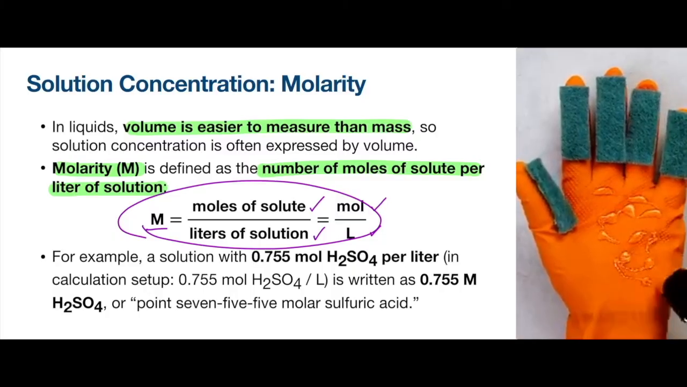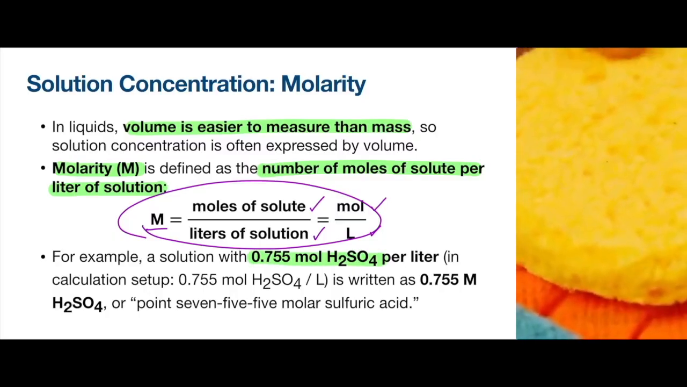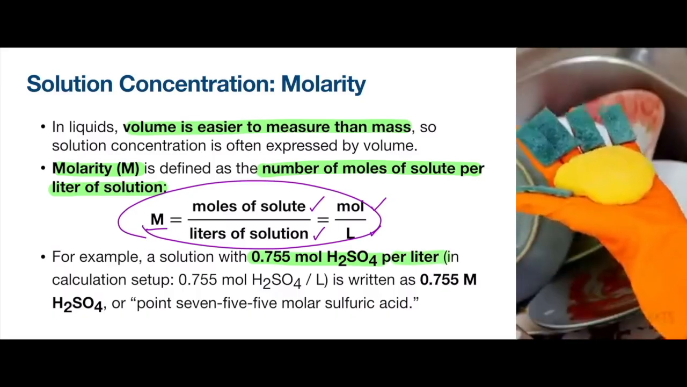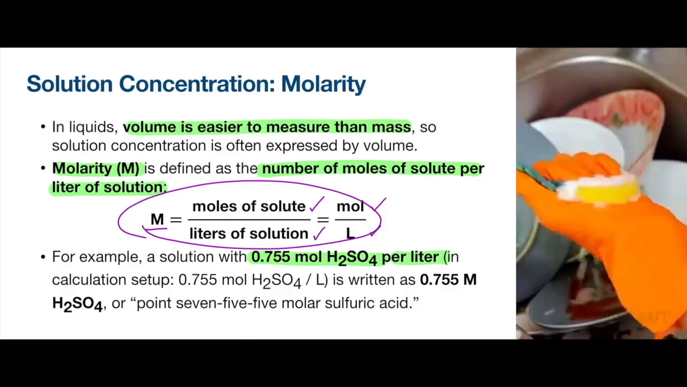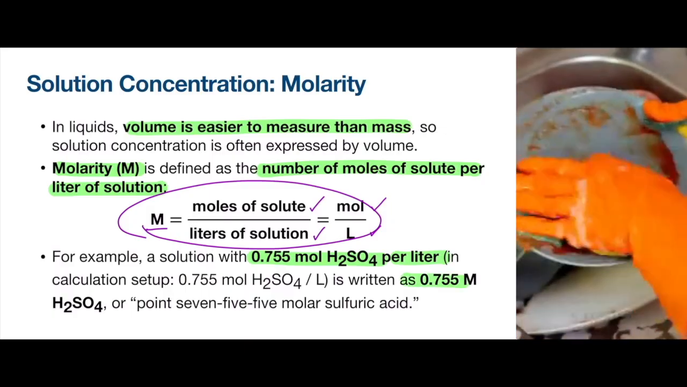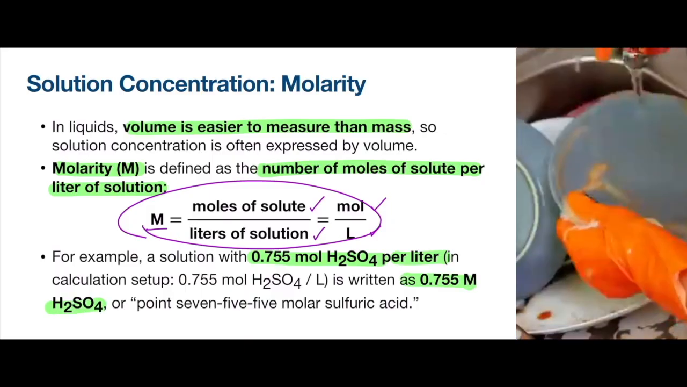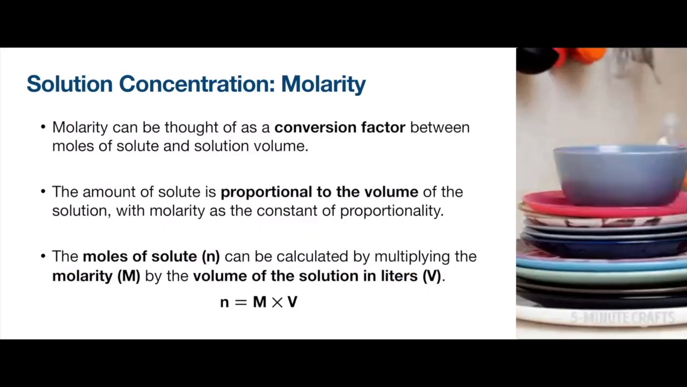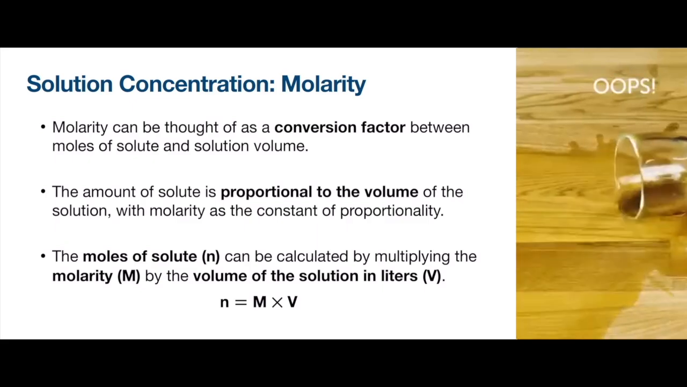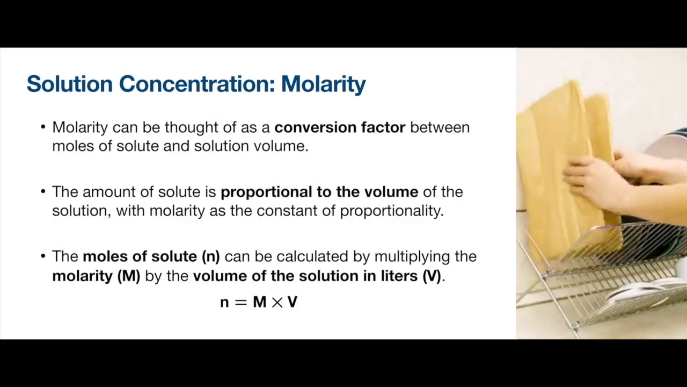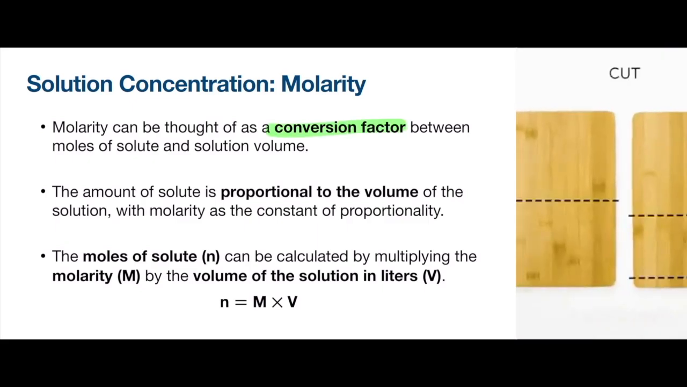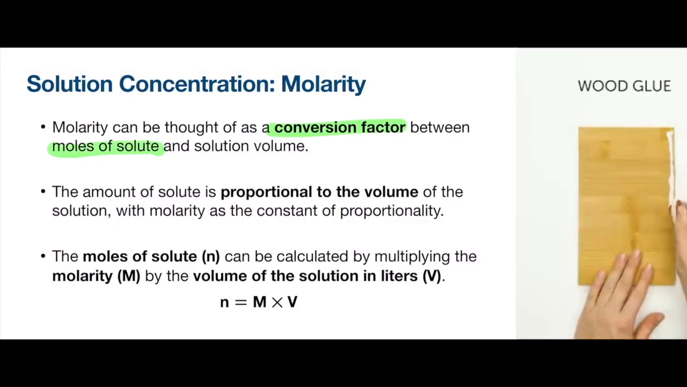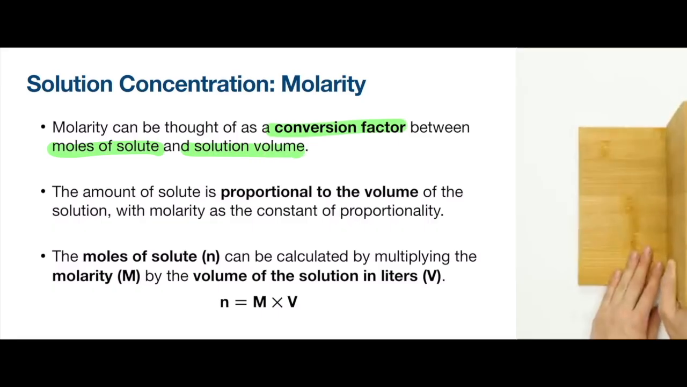If a solution contains 0.755 moles of sulfuric acid in 1 liter of solution, we write its concentration as this, which is read as 0.755 molar sulfuric acid. Molarity is more than just a definition of number of moles per liter of solution. It acts like a conversion factor. It allows us to convert between the number of moles of solute and the volume of the solution.